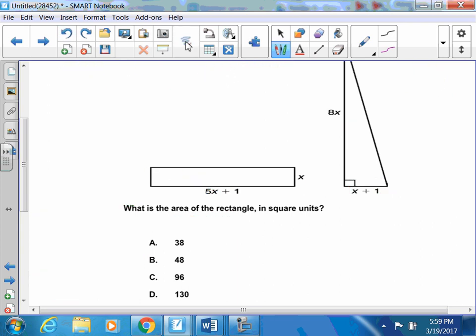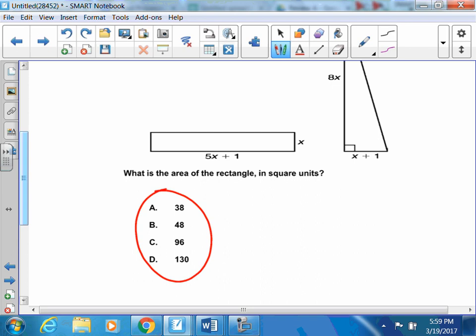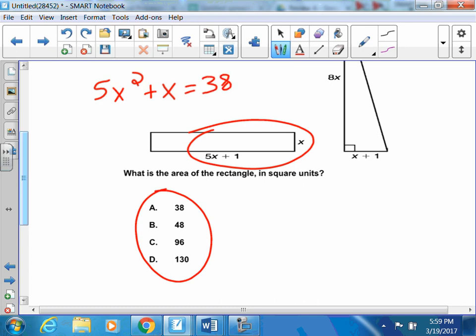Now, is there an easier way to do this? Possibly by using your answers to do it. If you figured out that the area of this here was 5x squared plus x, and then you set that equal to different numbers like 38, you might be able to solve for it. But really in this case, the easiest way to do it is set them equal, solve it by getting everything on the same side and factor, and then, of course, plugging it back in for x.